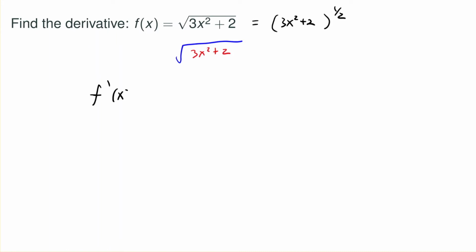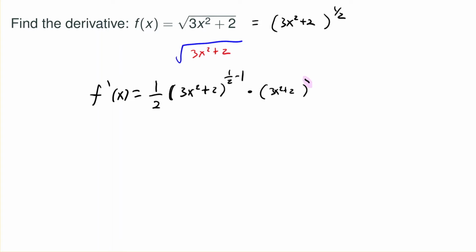So let's find the derivative. F prime is, first we apply the power rule for the outside function. So half times 1 over 2 times 3x squared plus 2. Make sure to keep the parentheses here. Half minus 1. Multiply by the derivative of the inside, so 3x squared plus 2 prime. When we use prime notation, it is important to note that this is prime, not like a power of 1.